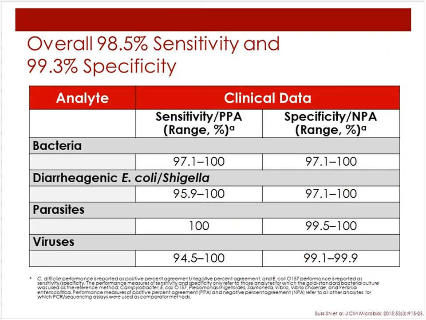This slide here just summarizes the overall sensitivity and specificity for each target group that was found in the clinical trials. They all range from the mid-90s to 100, with very high specificity overall, from 97.1% to 100%.